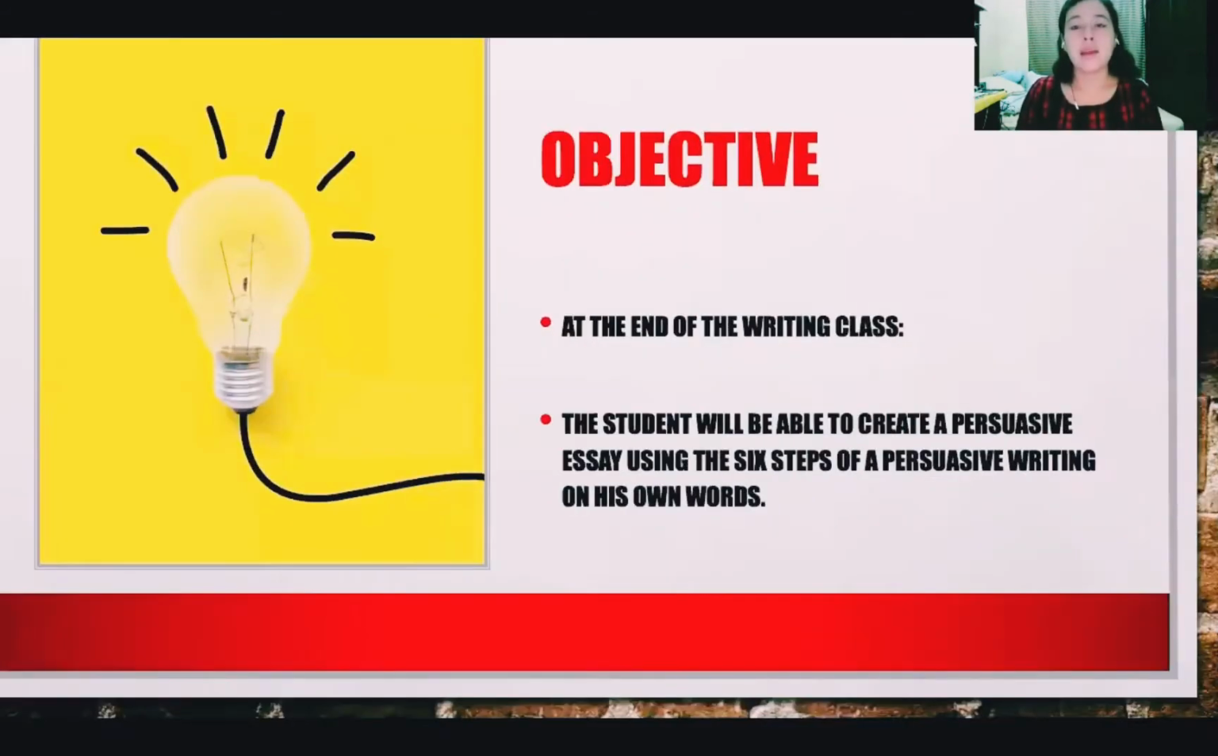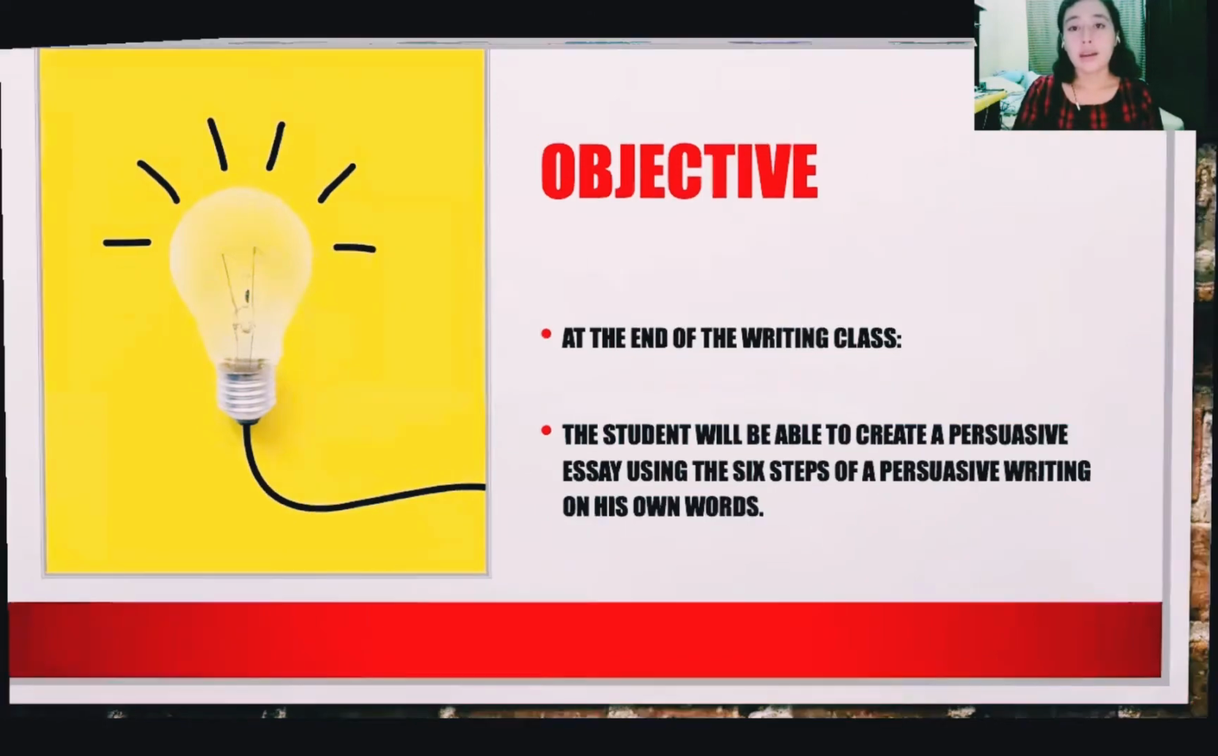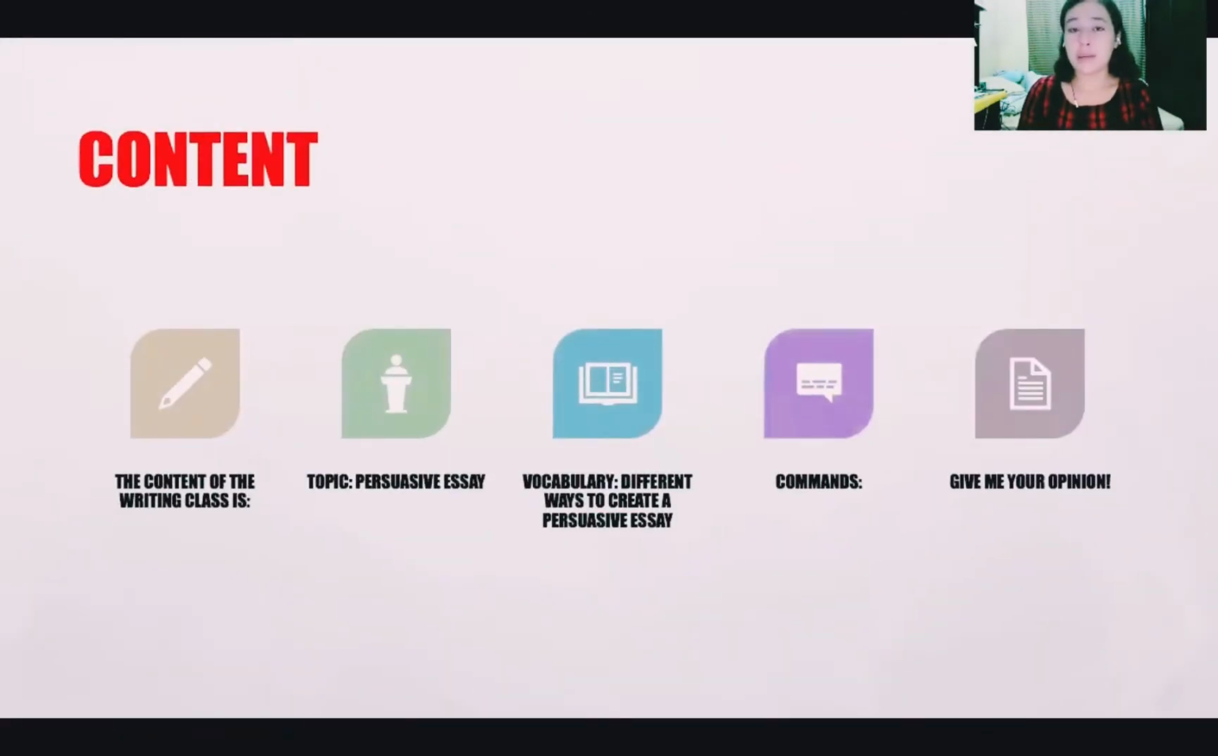We have the next one. The objective for this class is that at the end of this writing class, the student will be able to create a persuasive essay using the 6 steps of persuasive writing in his own words. The content to be developed in this class is the persuasive essay. The vocabulary is different ways to create a persuasive essay, and the command is give me your opinion.